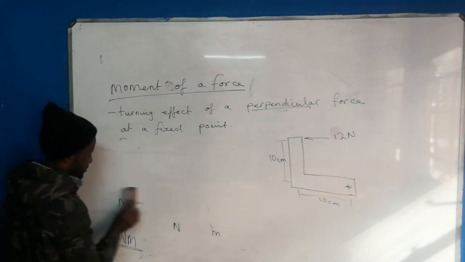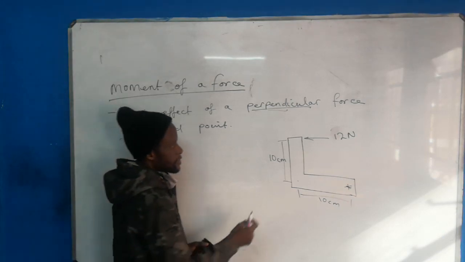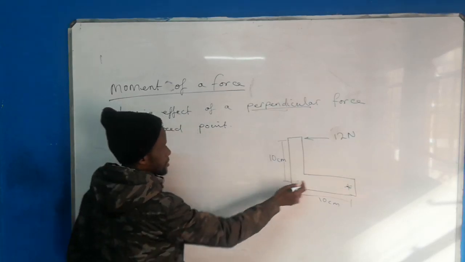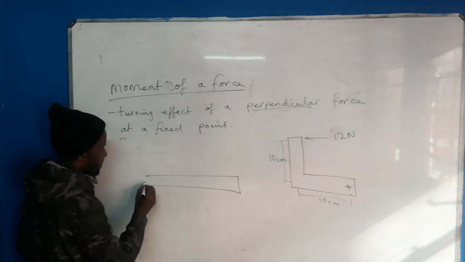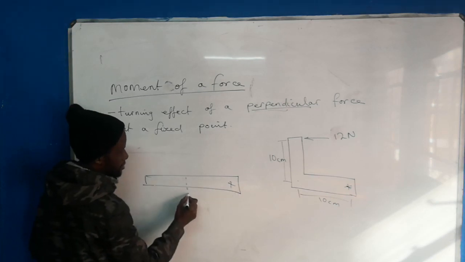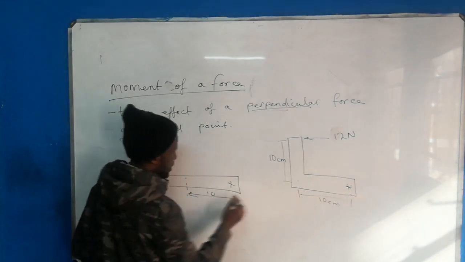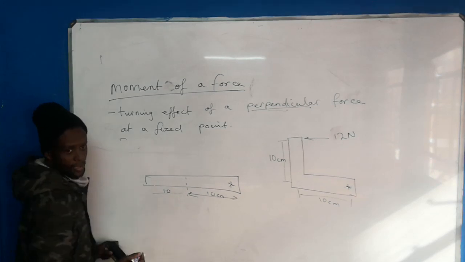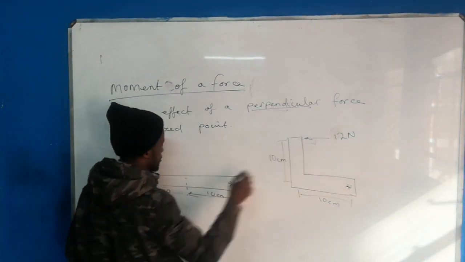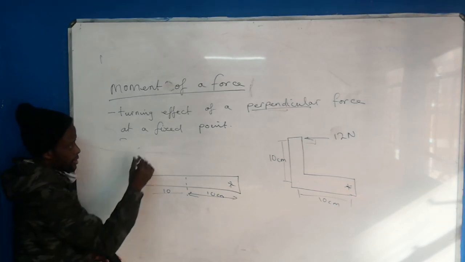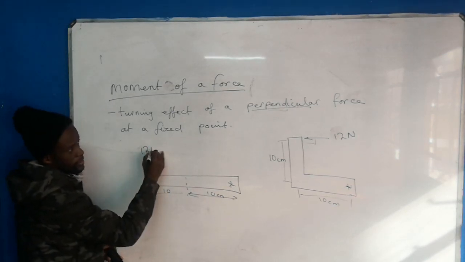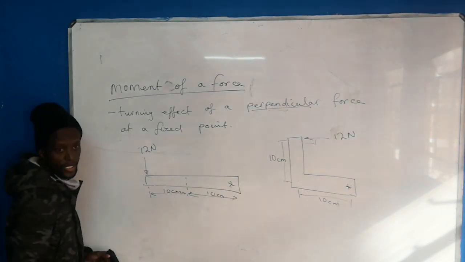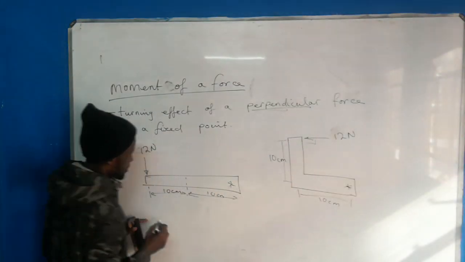You don't panic. What you do is, it is forming like an arm, isn't it? It is making a corner here. You straighten out this corner, it becomes a straight line. Up to this point, that's 10. From this point to that point, 10 centimeters, this is our turning point. From this point to that point, it's also 10. Where is the force acting? The force is acting at 90 degrees. So we have our 12 newtons. So we have the distance, 10 plus 10. Now these are centimeters.